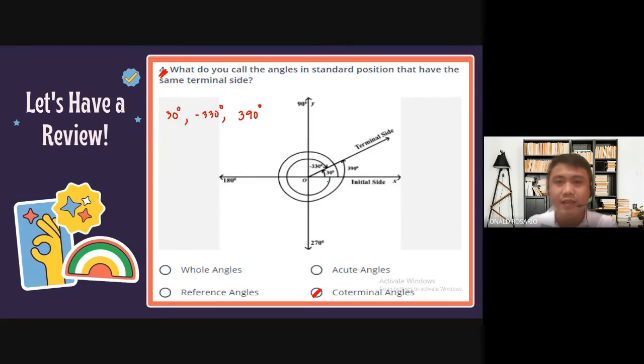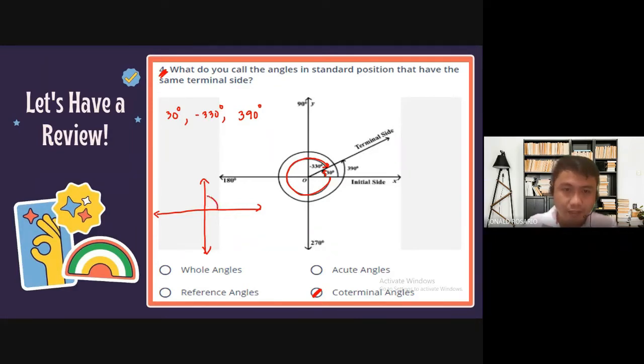At kung papansinin ninyo, itong 30 degrees, ito yung terminal side niya. Okay? Ito namang negative 330 degrees. Sir, bakit siya naging negative? Okay. So, that's the question, no? Kasi meron tayong dalawang directions. Yung tinatawag na counterclockwise and clockwise.